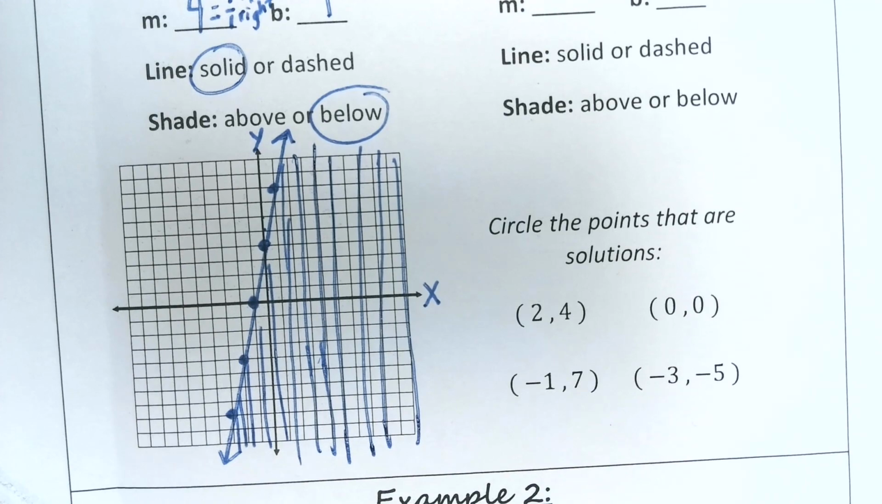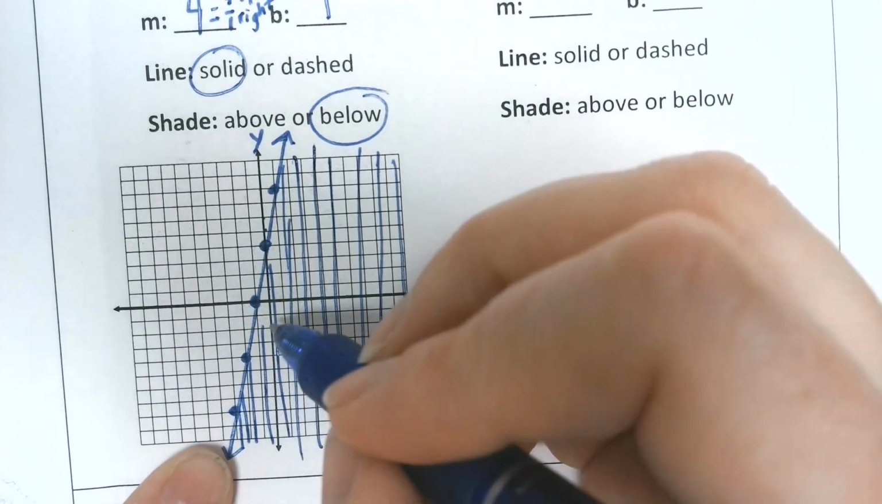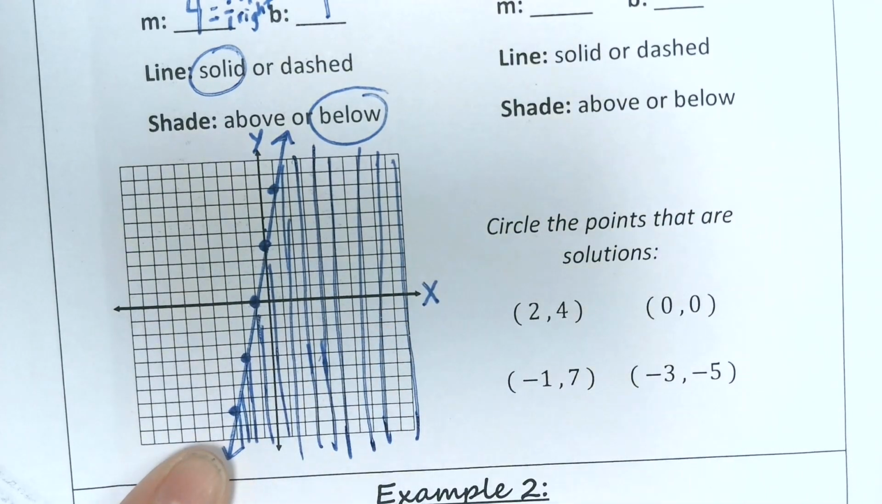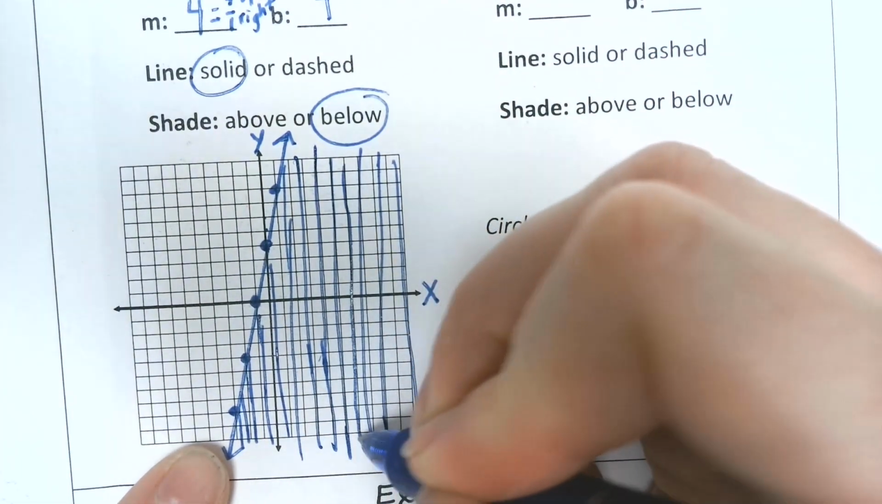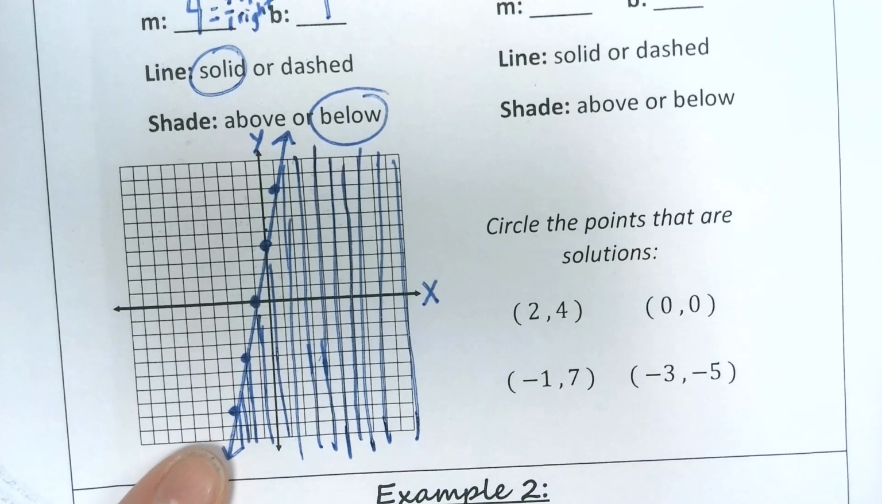You can shade sideways, whatever way you want. So I'm shading mine up and down vertically. And it's basically just a couple of lines. Several lines, I guess I should say.